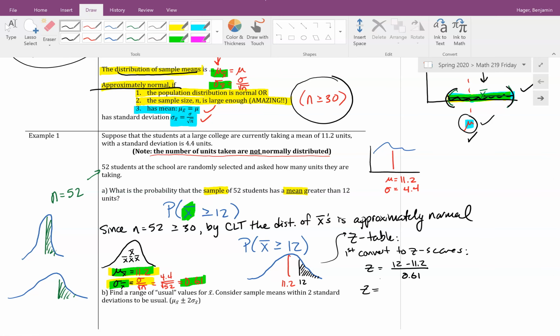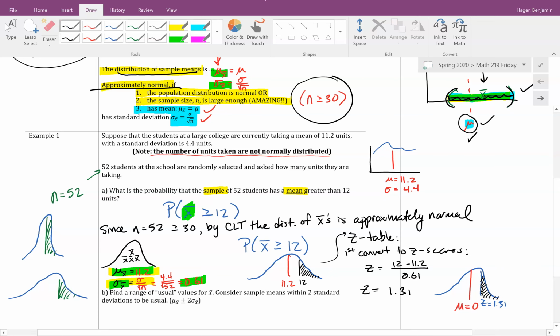I get 1.31. So this picture is equivalent to the picture where I'm working on a standard normal curve. On a standard normal curve, remember the mean is 0. I've standardized these scores so that my mean is 0, and that score of 12 translates into a z-score of 1.31. And I still want the area right at that number.